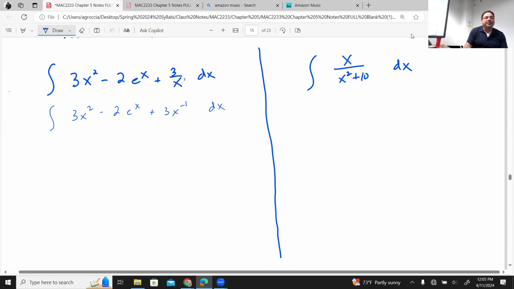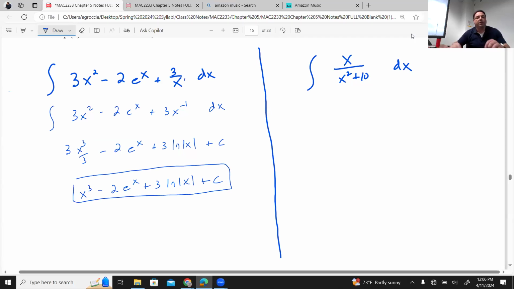Then, since they're being added and subtracted, we take the integral of each one. The 3 stays in front. This would be x cubed over 3. The 2 stays in front. E to the x is a special case. The integral of e to the x is e to the x. The 3 stays in front. X to the negative 1 is a special case. Why? If you add 1, you get 0. Then dividing by 0 is a problem. And that was our other special case, ln absolute value of x. Don't forget your plus c. And then I would clean this up by saying x to the third minus 2 e to the x plus 3 ln absolute value of x plus c.